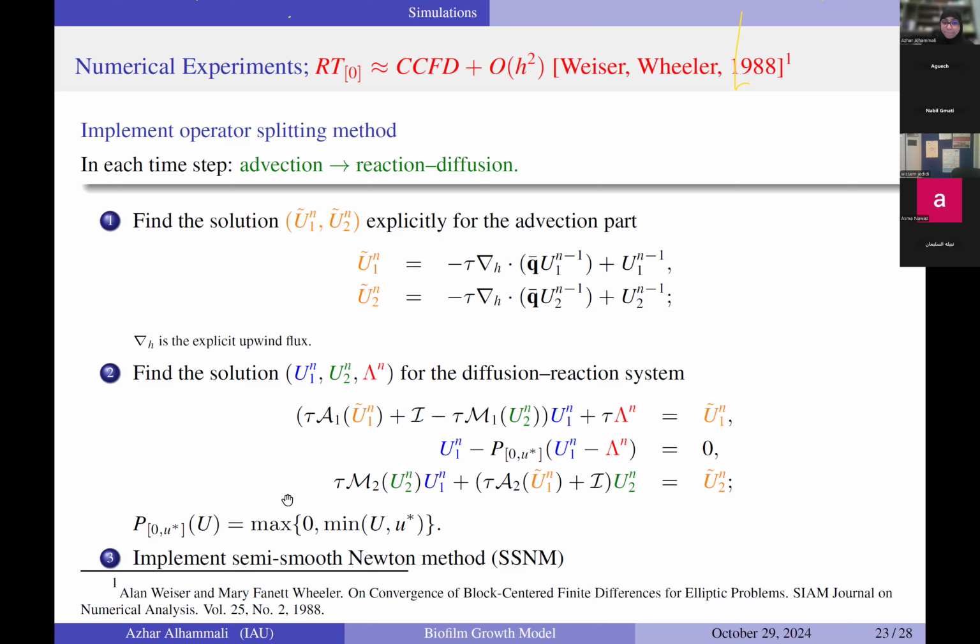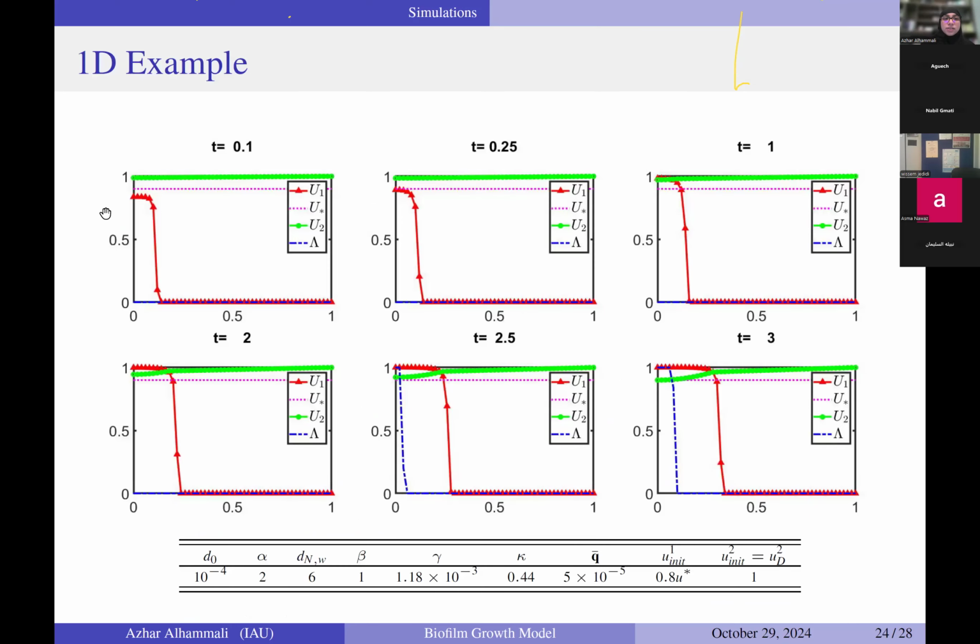At each time step, to solve this system, we implemented the semi-smooth Newton method. And here is a 1D simulation. Here we assume that we have a tube of length 1, with boundaries at x equals 0 and x equals 1. We assume that the medium is rich in nutrient, and the flow rate is constant.